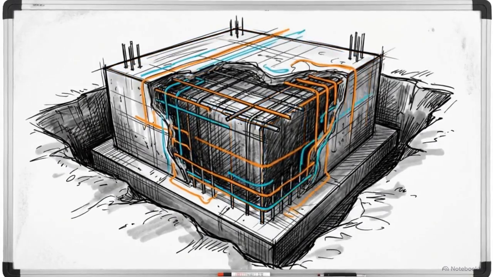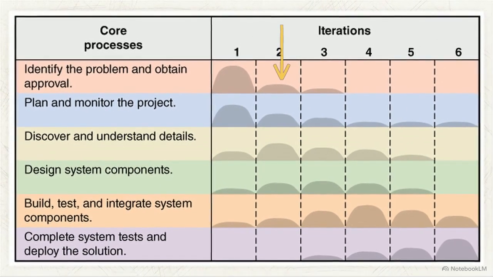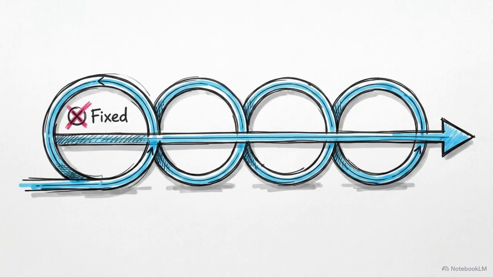Zooming out, we see the broader lifecycle. With iteration 1 complete, the team immediately loops back to core process 1, beginning iteration 2 to target the next subsystem, like product information. This cycle mitigates risk. By working in rapid bursts, the team confronts analysis, design, and deployment realities repeatedly, catching errors early.